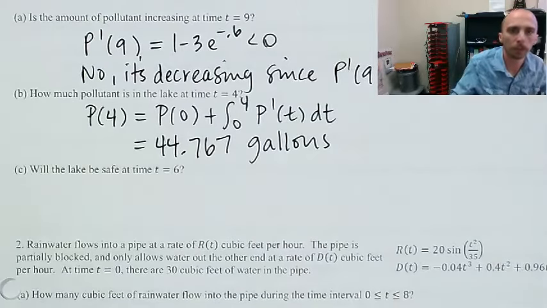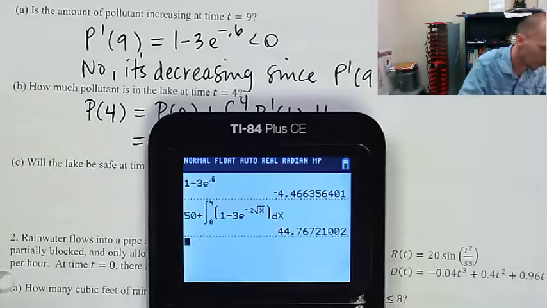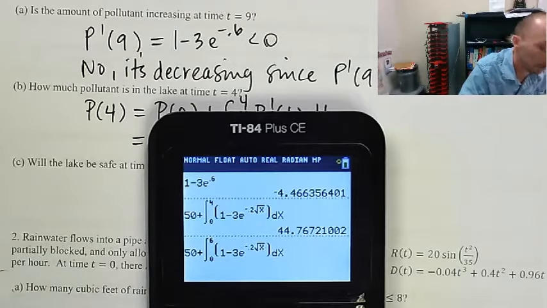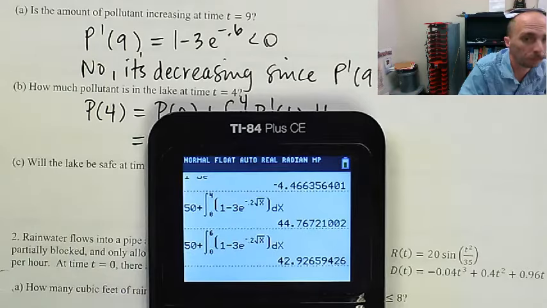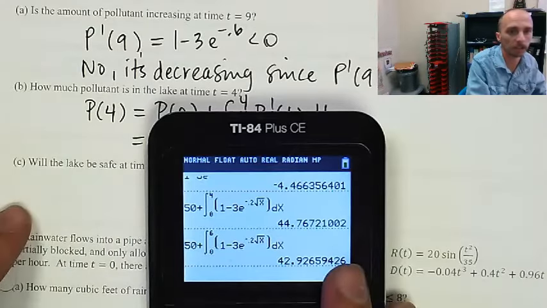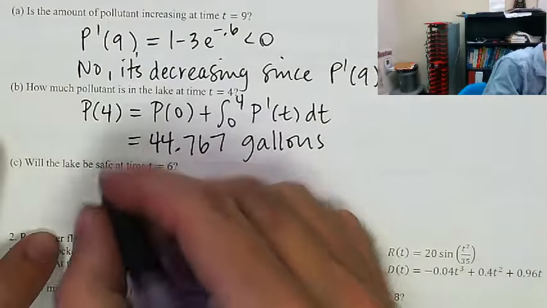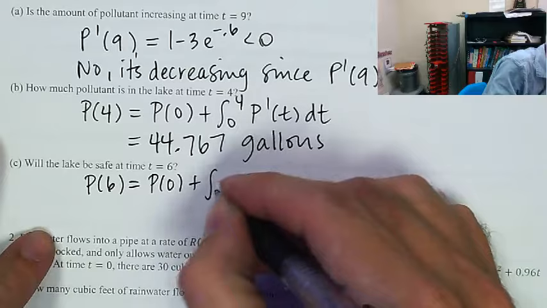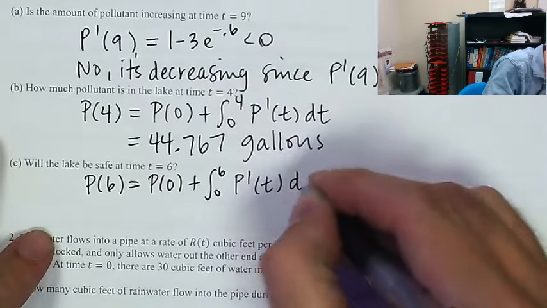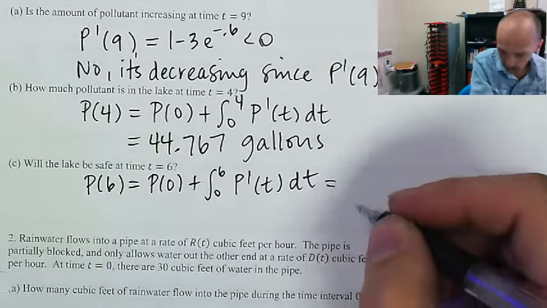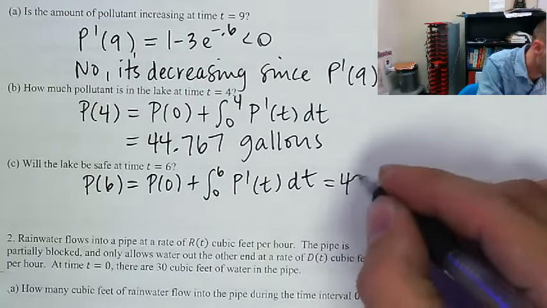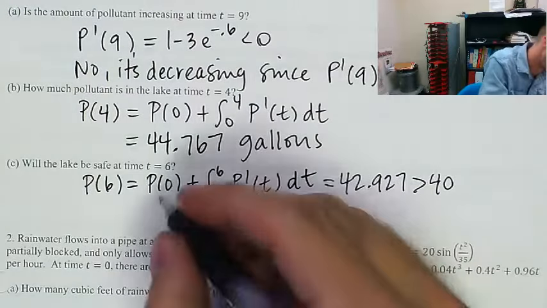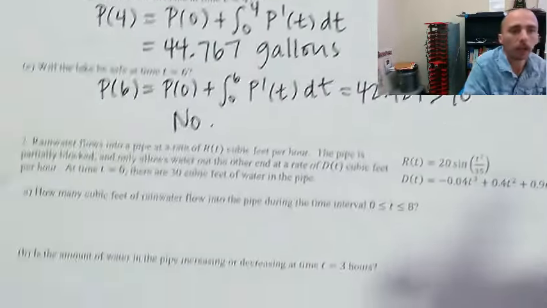Then will the lake be safe at time T equals 6? Well, they just said if it goes under 40, it'll be safe. So I'm just going to run the exact same integral, except I'm going to change the upper bound to 6. And it's thinking, no, it is not safe. P of 6 equals P of 0 plus the integral from 0 to 6 of P prime. And we know that that came back 42.927, which is greater than 40. So, no, it will not be safe.